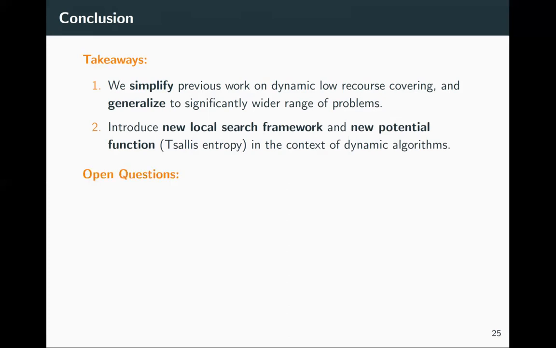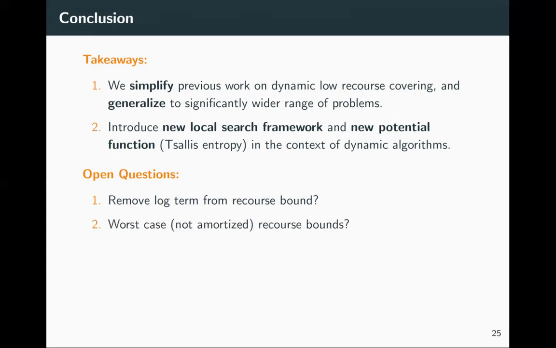There's several open questions outstanding. One is, can one remove this log term from the recourse bound? That's the tilde that I put over the O. Are there worst case as opposed to amortized recourse bounds that one can give? Can this framework be used for other problems in dynamic algorithms? And finally, is there a reasonable update time variant to consider? So in our work, we basically only think about recourse, and we've ignored the question of update time, although as written, all the algorithms in our paper are polynomial time.